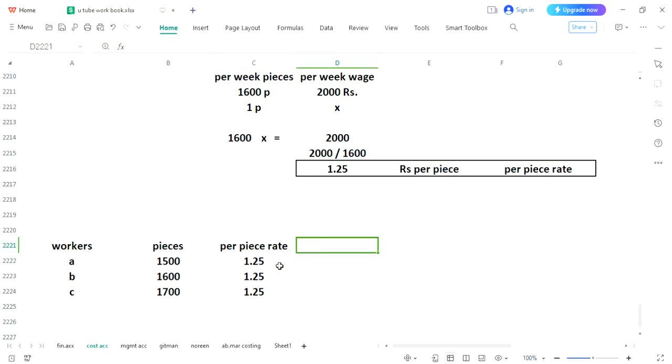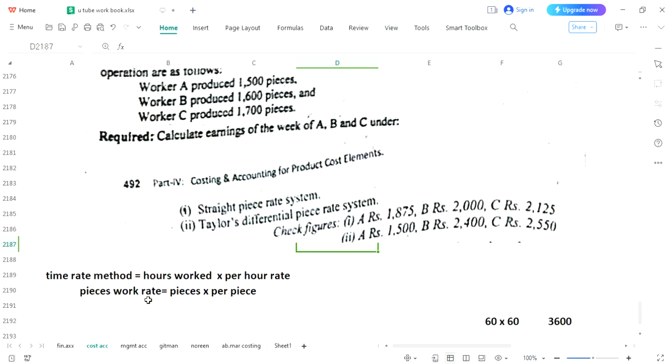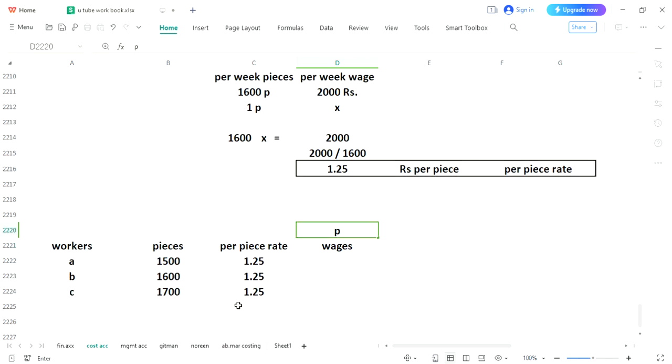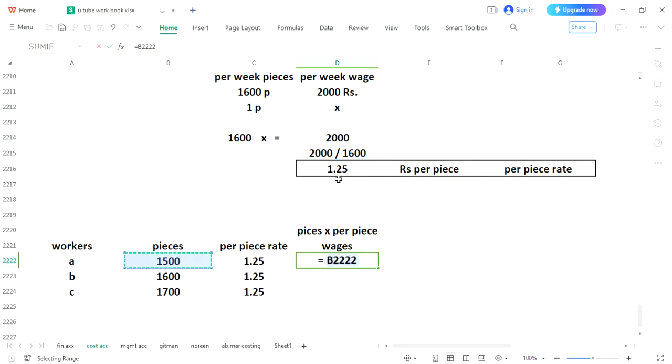And how do we calculate wages? Hopefully you remember we have just discussed it at the start of our question, and usually we discuss it daily. Whenever we solve the question, we discuss these two methods. Piece work rate is the number of pieces somebody has made, and the per piece rate would be applied. In the similar way, we will multiply how many pieces somebody has made with the per piece rate. Number of pieces 1500 made by A, and for a single piece 1.25 would be paid. That is what we have calculated over here. So number of pieces made 1500 multiplied by per piece rate 1.25 gives the wage for the first person.